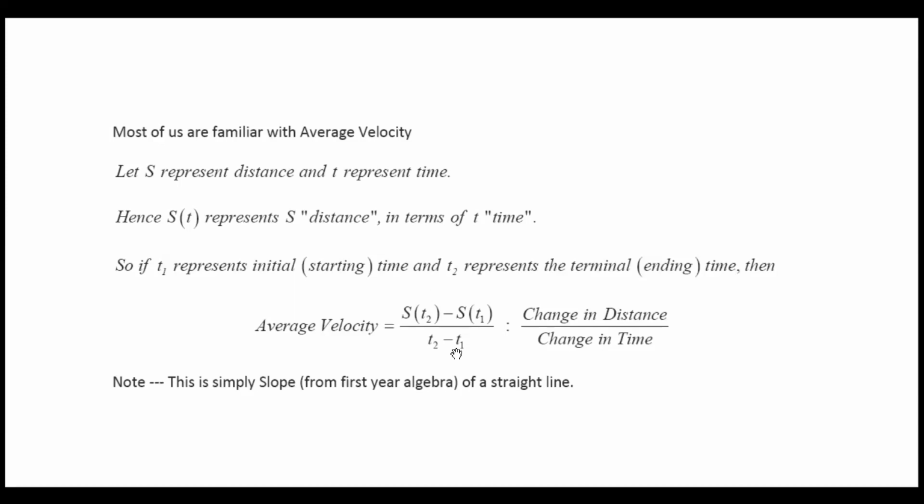Now, if you really study this, if this were in terms of f and x, which you're more familiar with, this is nothing more than y2 minus y1 over x2 minus x1. In other words, average velocity is the slope of a straight line. And that's interesting. And we're going to use that fact quite a bit in developing calculus.